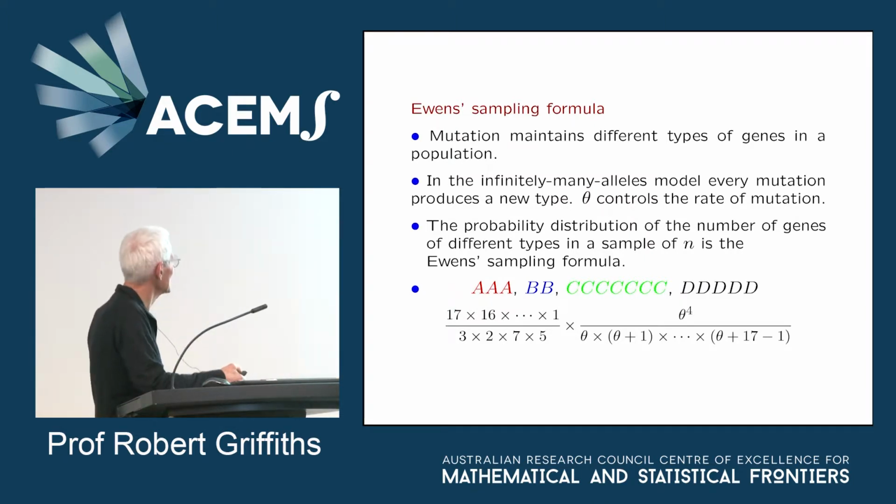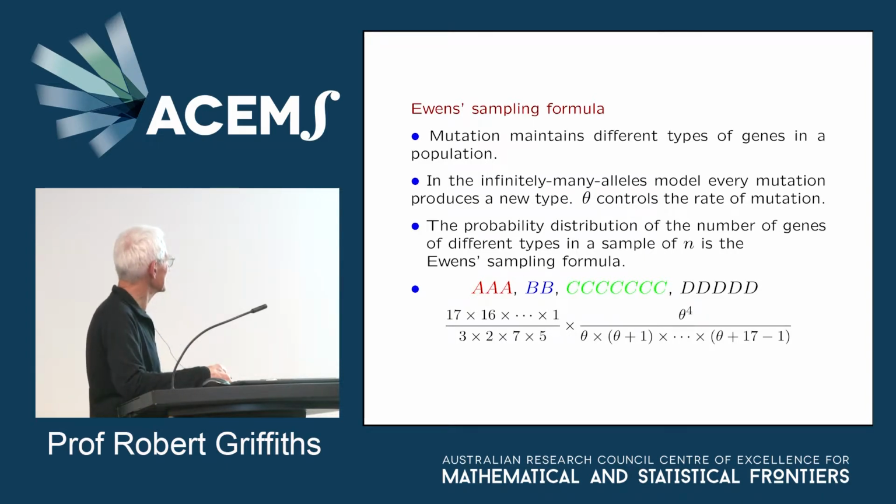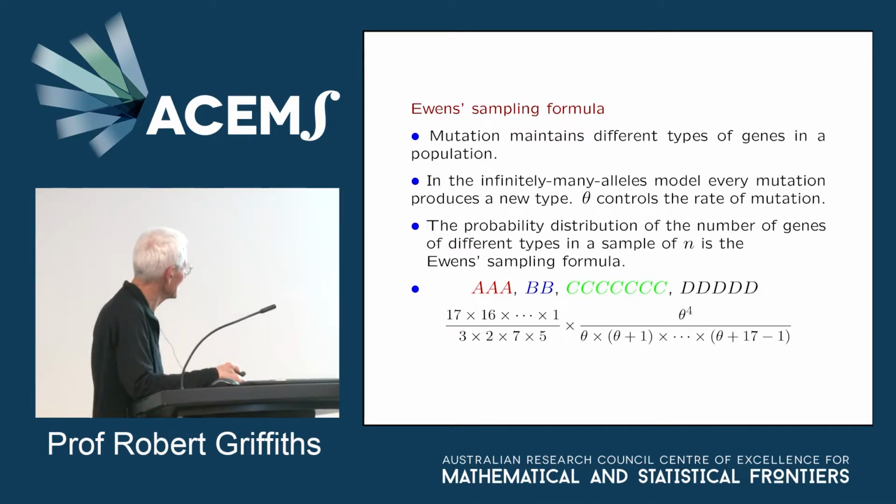And so in this model here, theta is a parameter which controls the rate of mutation. And the probability distribution of the number of genes of different types in a sample of n is the Ewens sampling formula. So, for example, if you came along and you had 3 A's, 2 B's, 7 C's and 5 D's in your sample, and you had 17 genes all told, what's the probability of having that configuration?